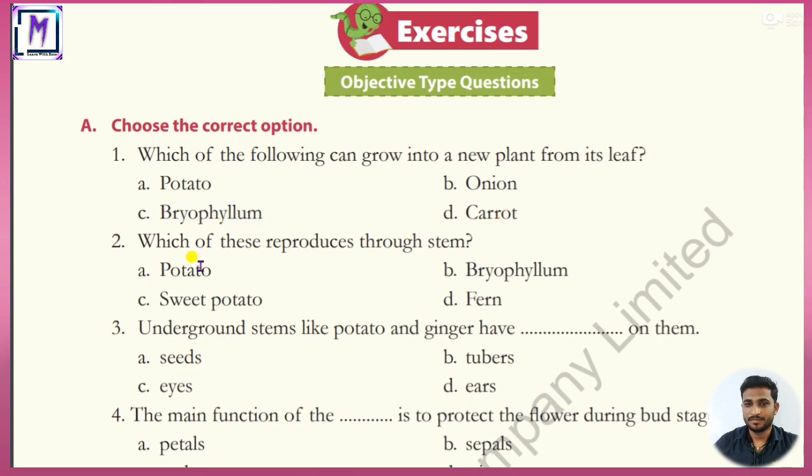Let's see the next. Which of these reproduces through stem? The first is potato, second is bryophyllum, third one is sweet potato, and fourth is fern. As we have learned, potato is reproduced through its eyes, bryophyllum through the leaf, and fern plants are reproduced through their spores. So the sweet potato is the plant which is reproduced through the stem. So this will be the answer.